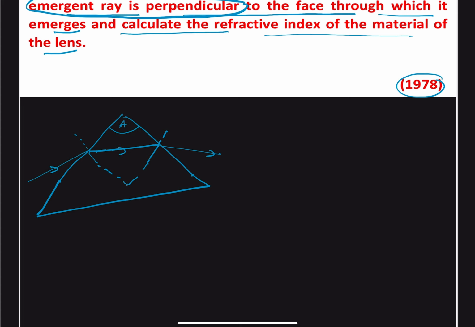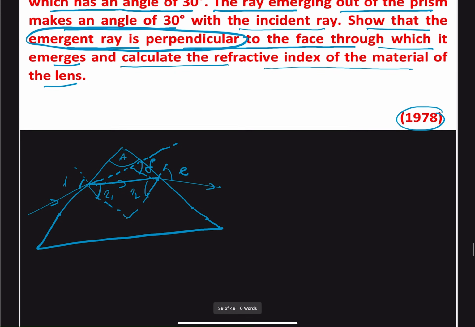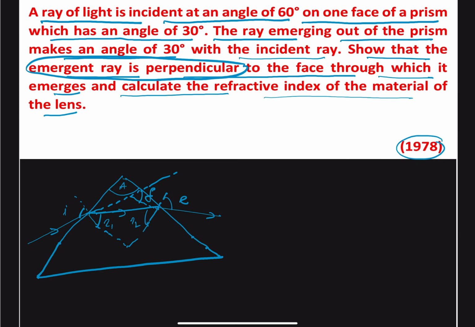So we have this as the angle of incidence. This is the first angle R1, this is the second angle R2, and we have an emergent angle E. The deviation is the angle where the incident ray and the emergent ray meet each other. So this is our angle of deviation, given as delta. This is the basic figure of the prism along with the incident ray as well as the refracted ray.